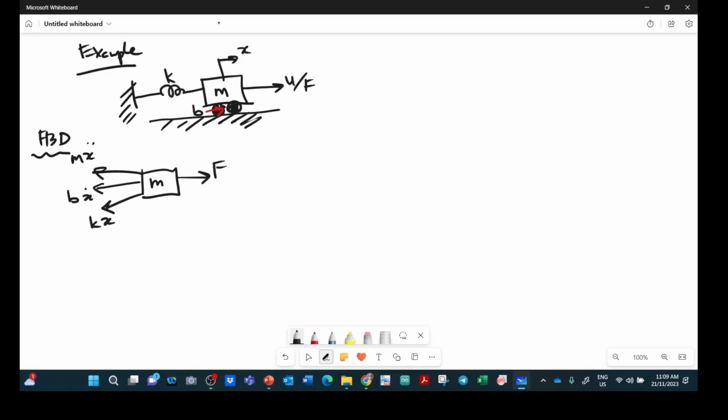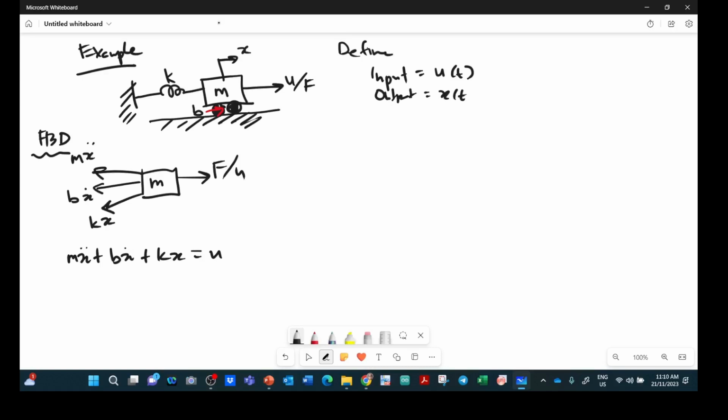So you now can actually come up with the equation. Okay, equation. So the equation is mx double dot plus bx dot plus kx equal to f or u, equal to u. Okay, let's say we denote, okay, we define. The question is that define input as u(t), output as x(t).